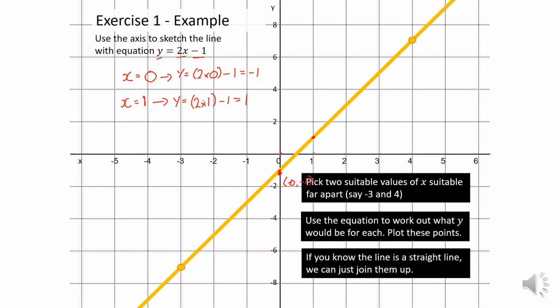The slides have done different ones. They've picked down here and up here. You can do that. If you do them further apart, chances are you'll get a slightly more accurate line, but you can pick any 2 points. I just picked 2 that are easy to substitute in. 0 is quite often a good one because it gets rid of this term, because something times 0 gives 0. But whatever works best for you.